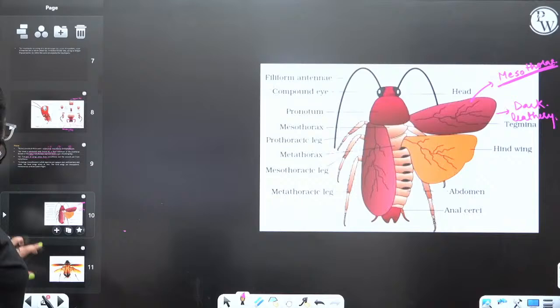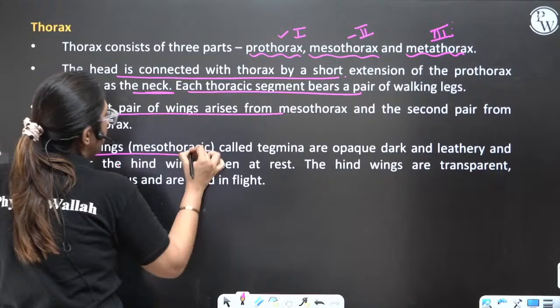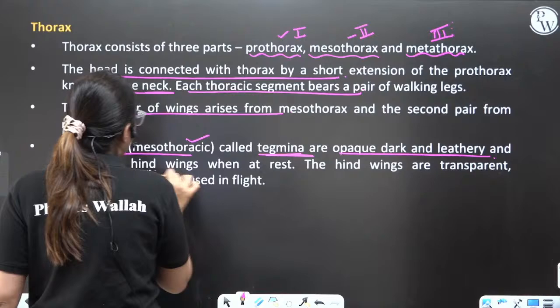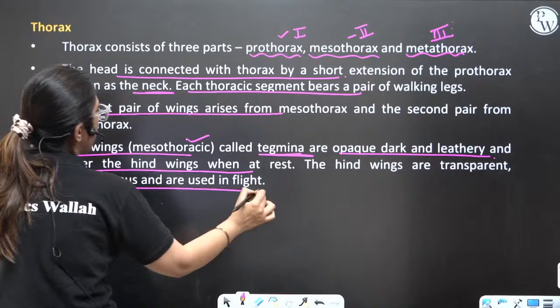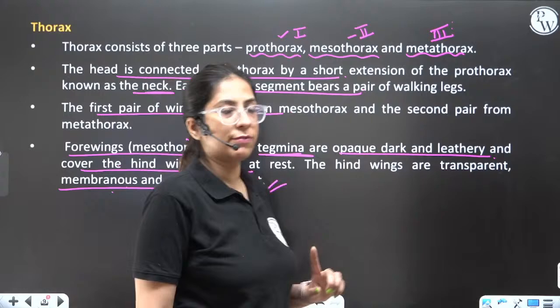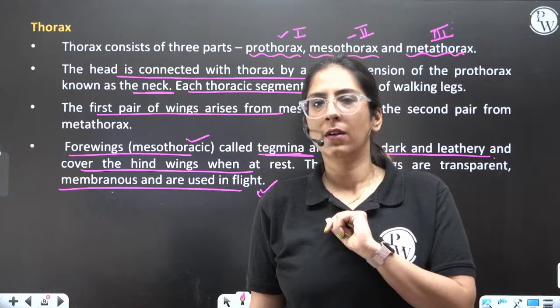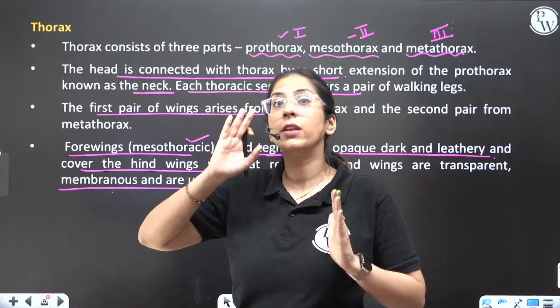Let's read. Forewing, mesothoracic, is termed as tegmina, which is opaque, dark and leathery. Discussed earlier also. It covers the hind wing when the insect is at rest. The hind wings are transparent and membranous and are used in flight. So amongst the cockroach, if I talk about a nymphal stage and an adult stage, they have wings. And how much time will it take from an egg to an adult? 1 year. Right? 1 year.